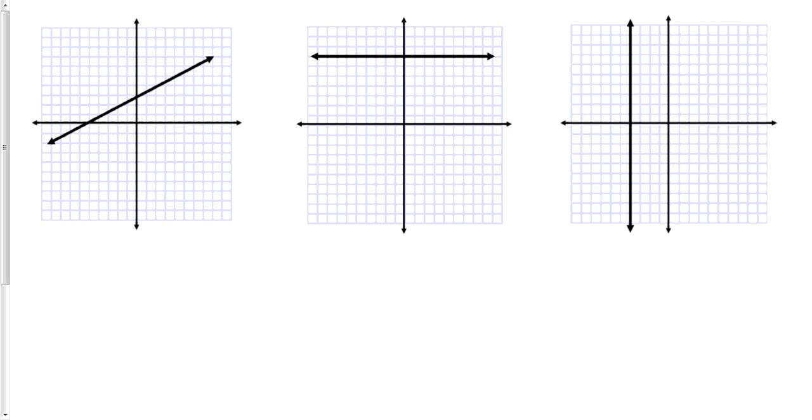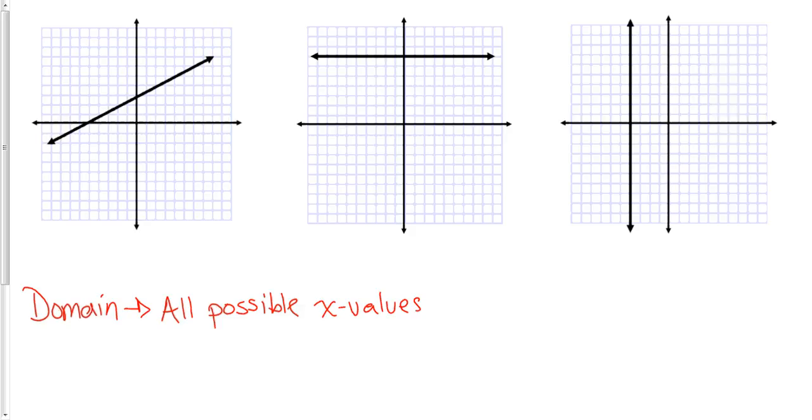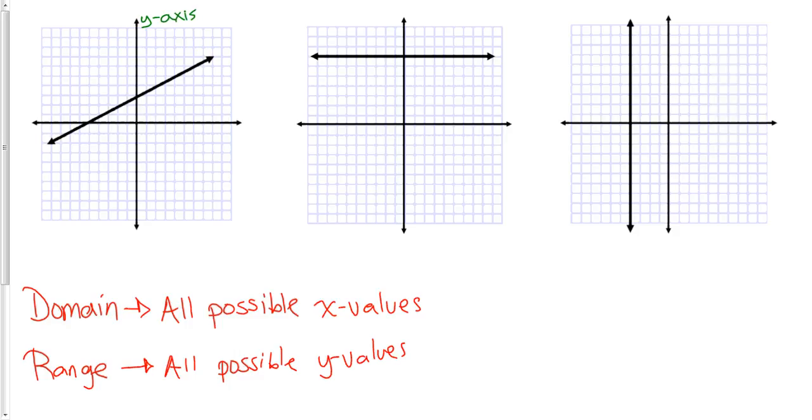Our second two are domain and range. Domain refers to all possible x values, and the range refers to all possible y values. So when we look at a graph, we want to keep in mind that the y-axis or y values run up and down, and the x-axis or x values run left and right.